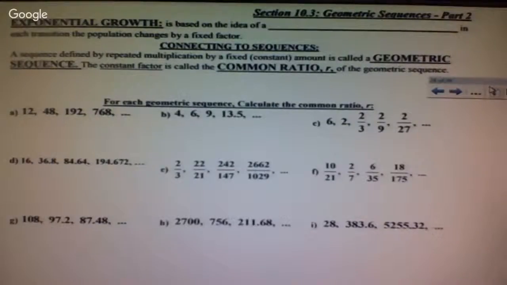So we said that an arithmetic sequence, when I'm adding or subtracting the same number over and over again, was linear growth, and it created a line. Geometric sequence, when I'm multiplying by something over and over again, is what we call exponential growth. These are the graphs that you look at, and they look like this. It starts off really small, and then all of a sudden it shoots up in the air. It's called exponential growth. It's based on the idea of a constant growth rate.